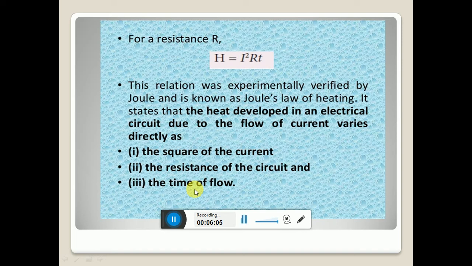If more current flows across the conductor for a long time, then the heat produced will be more. Similarly, if the resistance of the component is very high, the heat produced when the current is flowing through it also will be more. So when a large amount of current flows through the component, the heat produced will be more. This equation we got from Joule's heating effect.